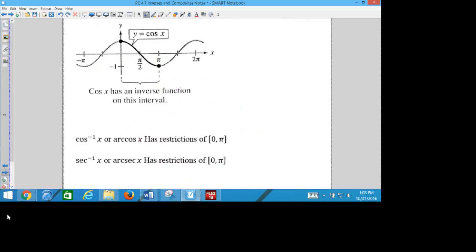All right, for cosine, we needed to pick a window so that we had positives and negatives. But if I pick the same window for sine and cosine, then we'd have positive and positive. That doesn't work. So they pick from 0 to pi for cosine. If I'm drawing my unit circle from 0 to pi, that's the restrictions on cosine or secant, because we have to have positives and negatives.